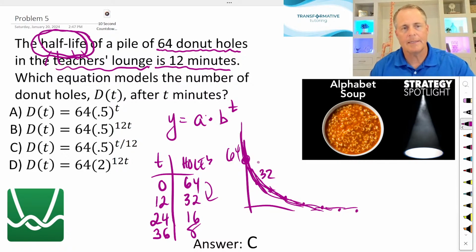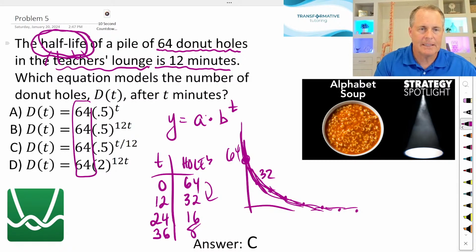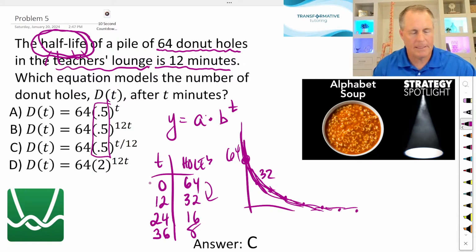So let's look at these equations. You can see the 64 out in front, so they're all the same for that. And it is a half-life problem, so we're going to be multiplying by a half. We're not going to be multiplying by 2. The part that gets tricky is it says, okay, how many are going to be there after t minutes?